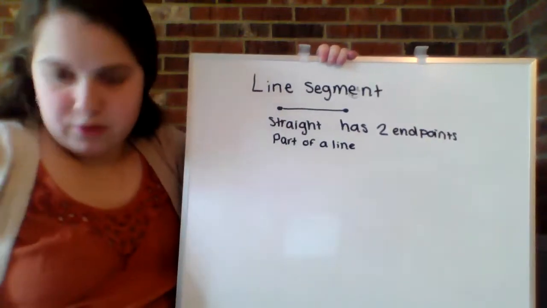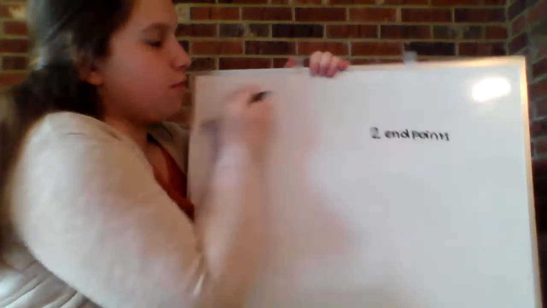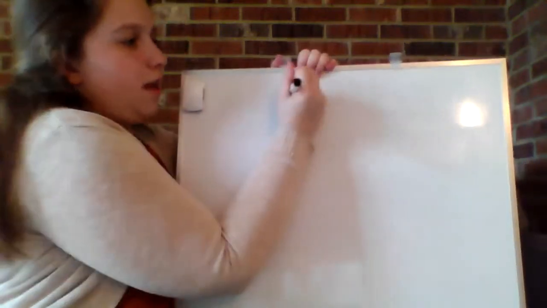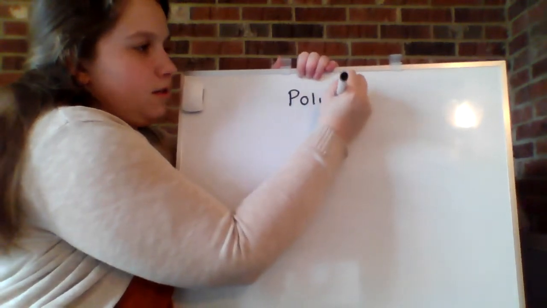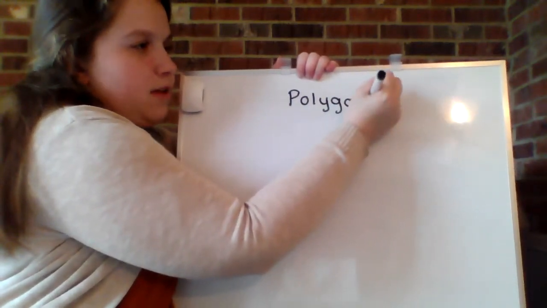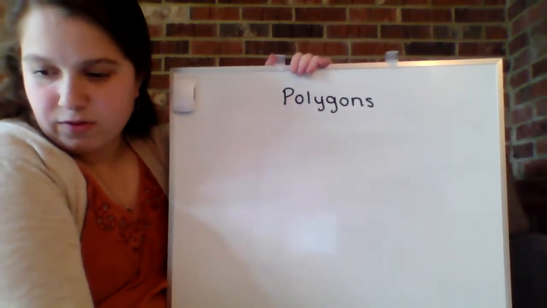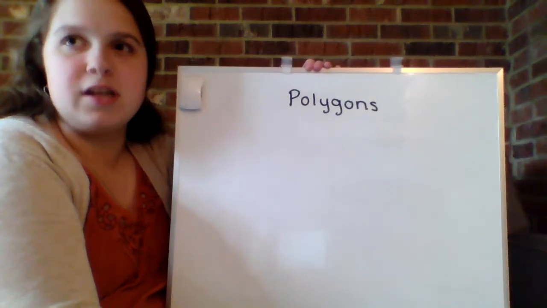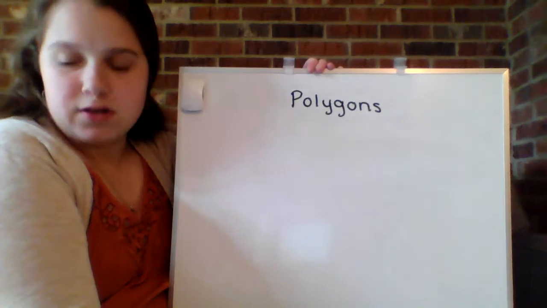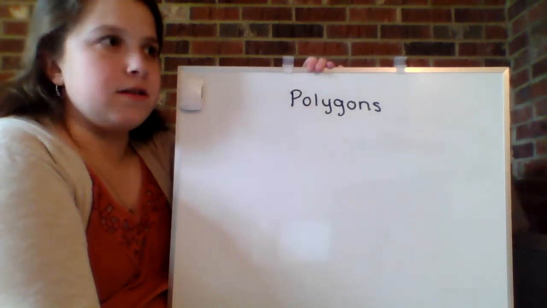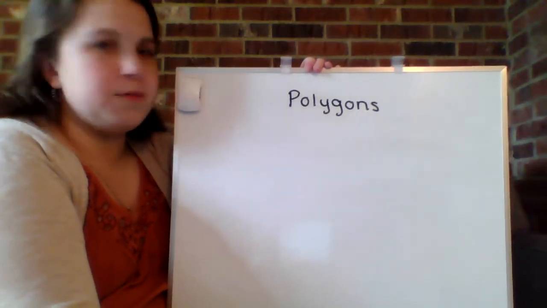We need to remember what line segments are because that is going to help us with what we are going to be learning about today. We are going to be learning about polygons. And you might be thinking, I don't know what a polygon is. I've never heard of that word before, but you probably have. They're some of the shapes that are around us. Some of those shapes that you learned and put into matching holes when you're 4, those are polygons.